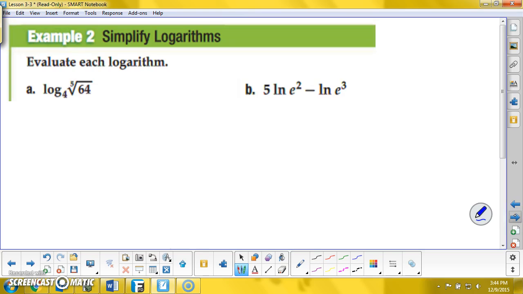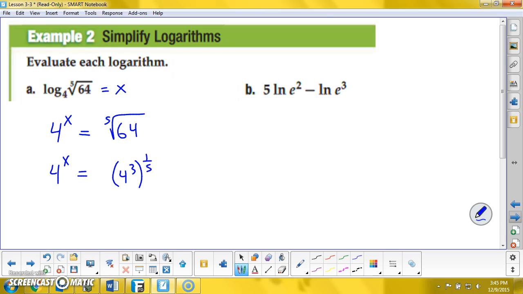Example 2 now says we're just going to evaluate. Well, we've done some work like this, but they're just going to get a little bit harder. The first thing we want to do is put in an equal sign and an x, and now change it from log form to exponential. So 4 to the x equals the 5th root of 64. Now to get our answer, we need to get both sides to have a base of 4. So we're going to rewrite this as 4 to the 3rd, because that's what 64 is equal to. But since it's underneath the 5th root, we're going to raise it to the 1/5. Now using my properties of exponents, I can rewrite this as 4 to the 3/5, and now we know our answer is 3/5.